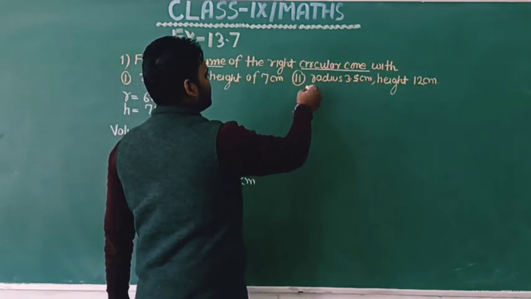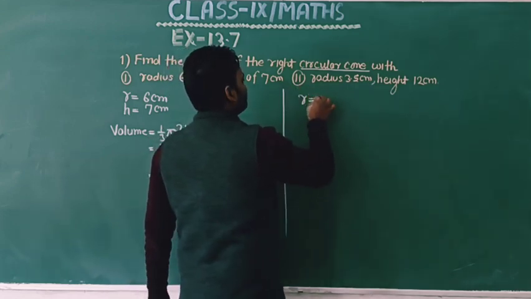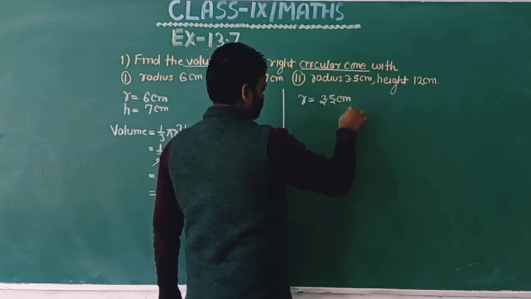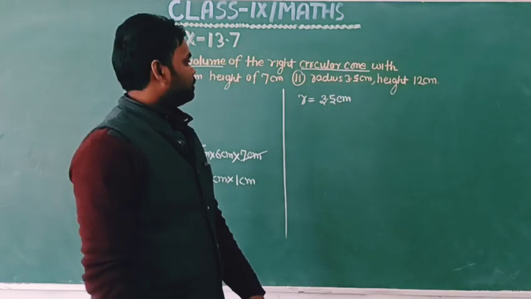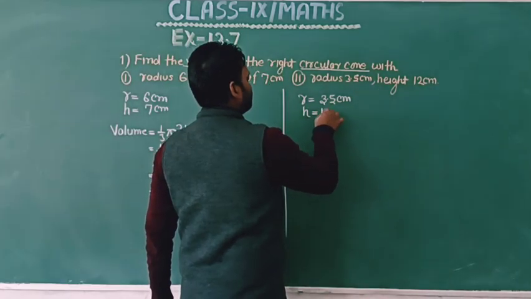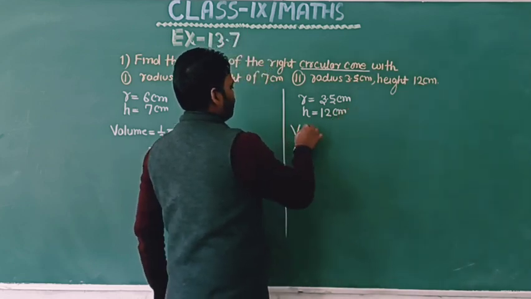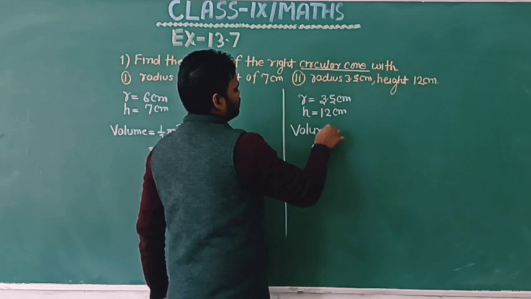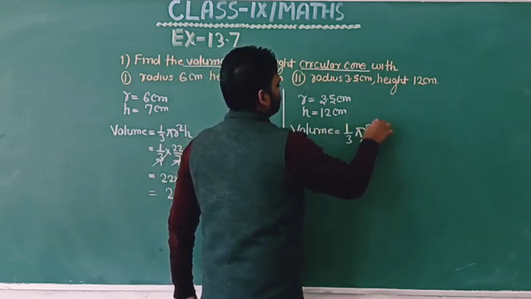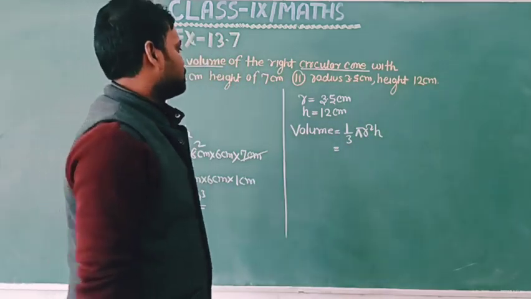And its second part: radius r is given, which is 3.5 centimeter, and height h is 12 centimeter. Then its volume is calculated by 1/3 pi r square h.